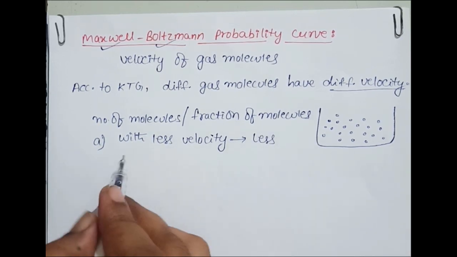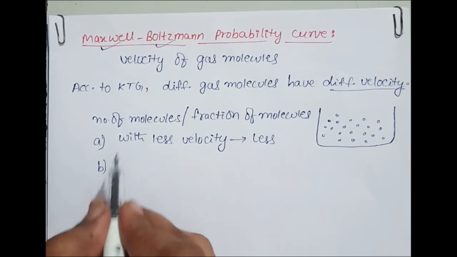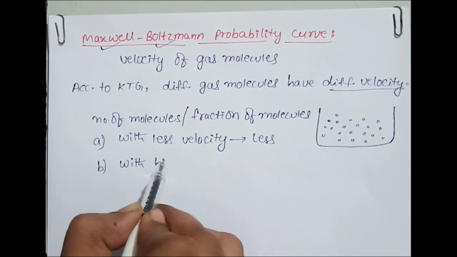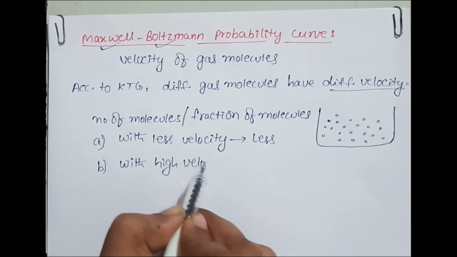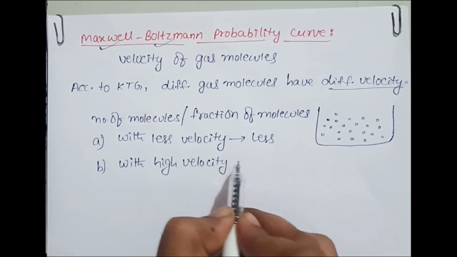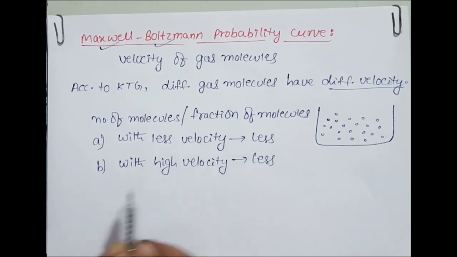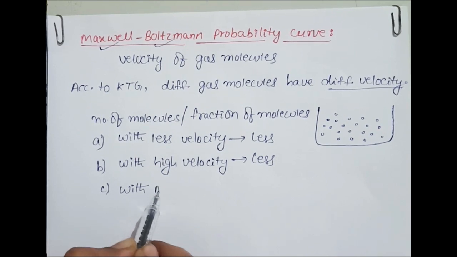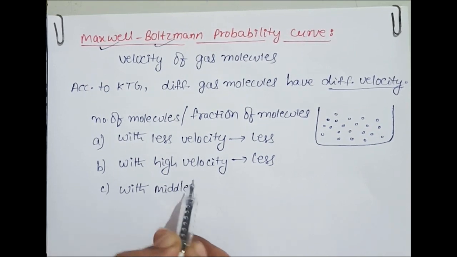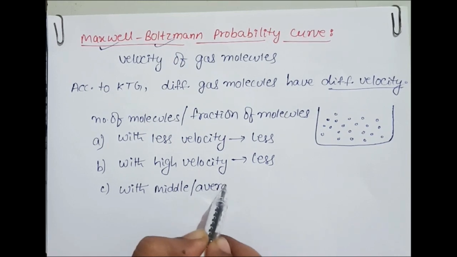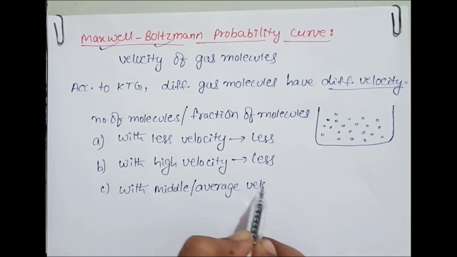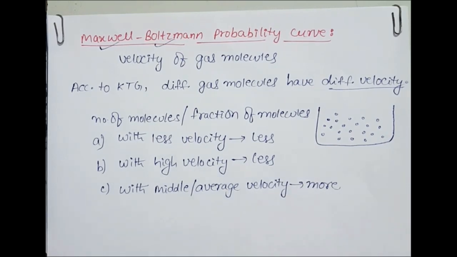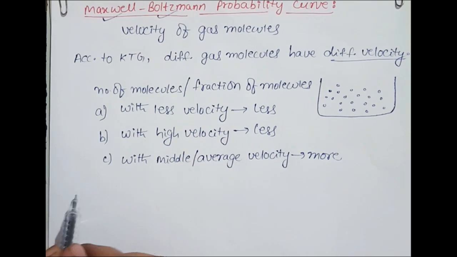Okay, you must be getting a little confusion. I will explain also. As well, Maxwell and Boltzmann said the number of molecules with high velocity will also be less, but the number of molecules with middle velocity, or the average velocity, is more, right? So you got a little confusion. I will tell you with an example.